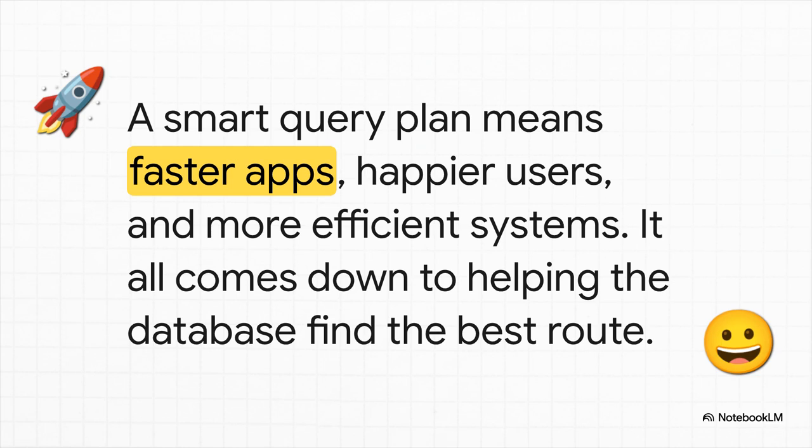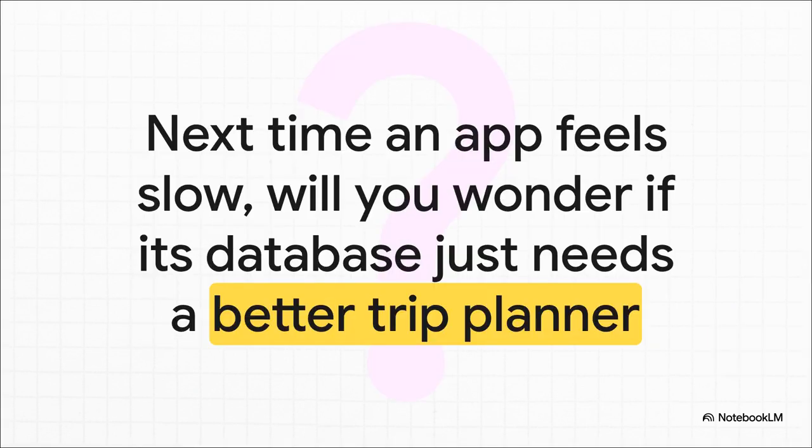At the end of the day, this all comes back to that feeling we talked about at the start. A smart, low-cost query plan means a snappy app. It means happy users. It means systems that aren't wasting energy and resources. It all starts with helping that internal trip planner find the best route. So the next time an app feels sluggish and you're just staring at that spinning wheel, maybe you'll think a little differently. It might not just be a slow app. Maybe, just maybe, its database is lost on a scenic back road because it desperately needs a better trip planner.